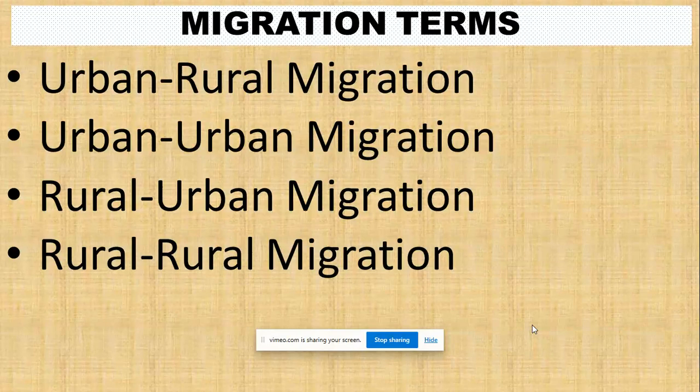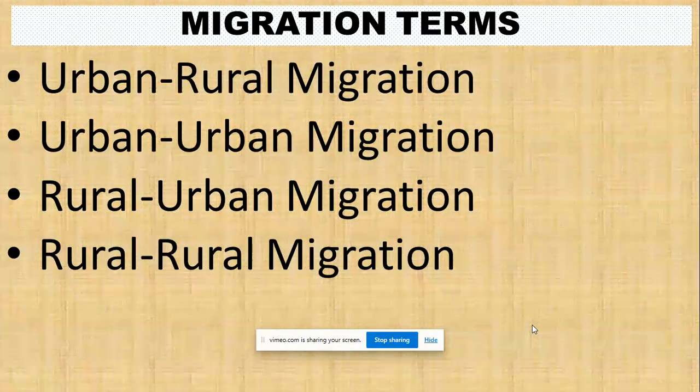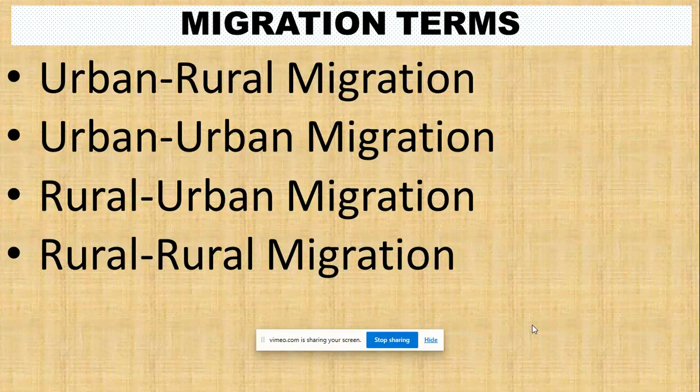Urban rural migration. Urban means city, then rural means village. Now, when you talk about urban rural migration, it deals with movement of people from the city to the village. Now, we talk about urban migration: movement of people from city to city.